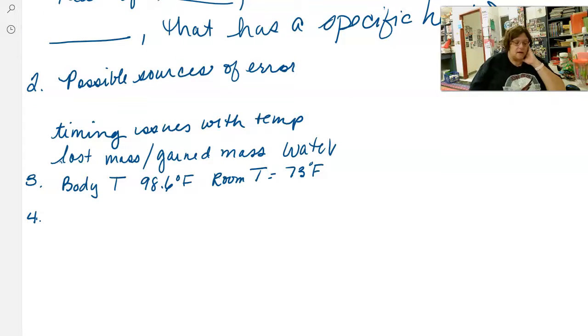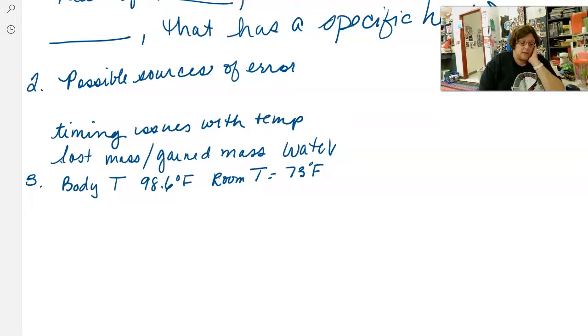The third question asks, if our body temperature is 98.6 and the room temperature is about 73 degrees Fahrenheit, why don't we equalize? We took that warm block and put it in the cool water, and the cool water warmed up a little bit and the block cooled down a bunch. Well, we're sitting in here in an ocean of air. Why does our temperature not go down?